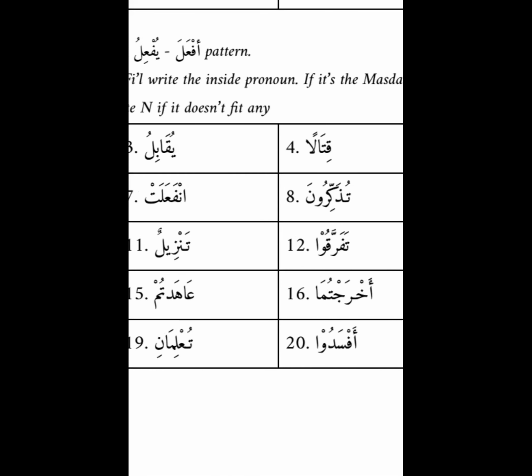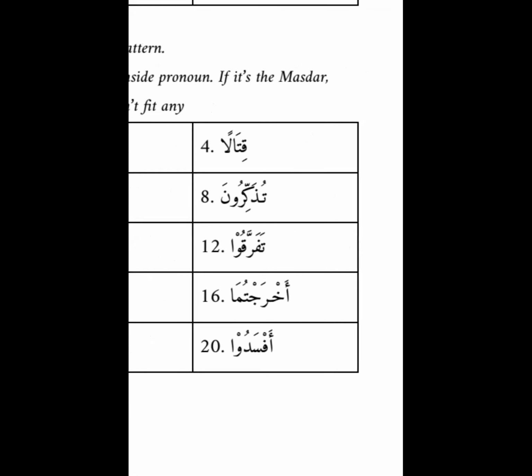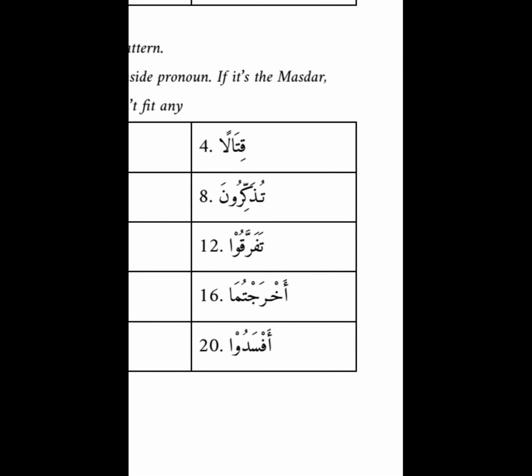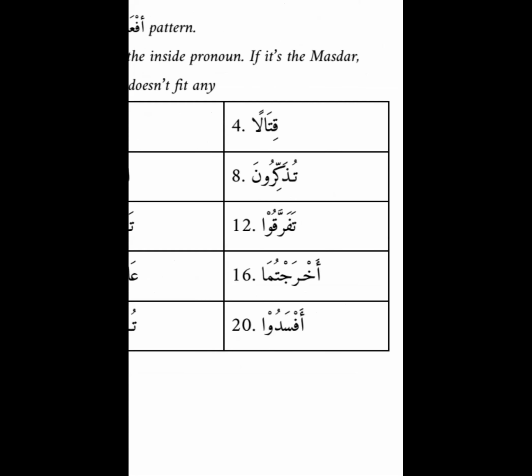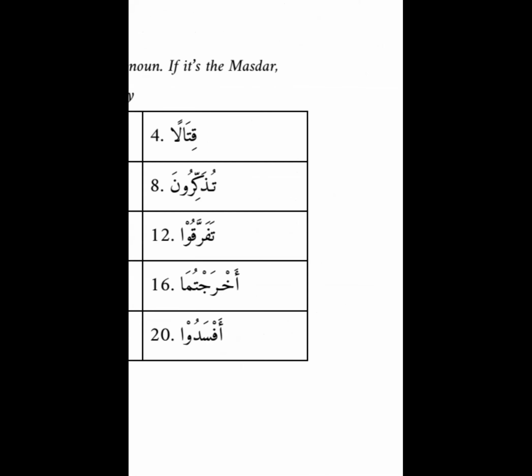Okay, number 4, qitalan. It is an ism. Why is it an ism? Because of the tanween at the end. It is masdar, the masdar of family 3. Jahada yujahidu jihadan.